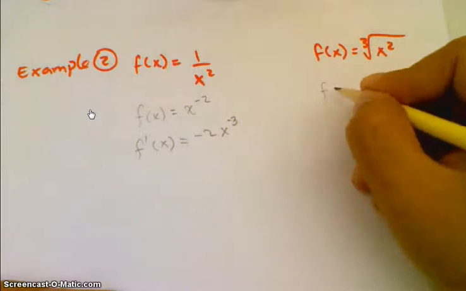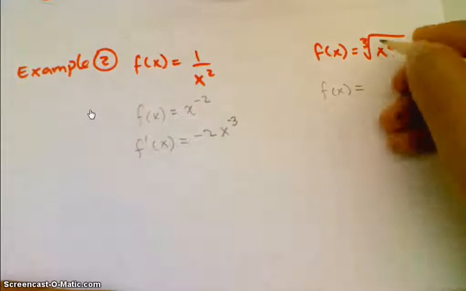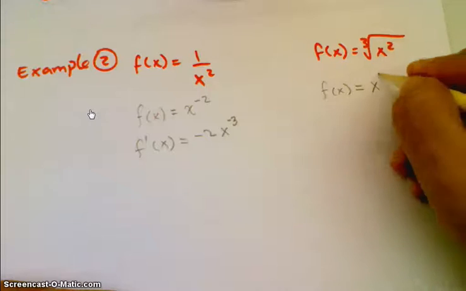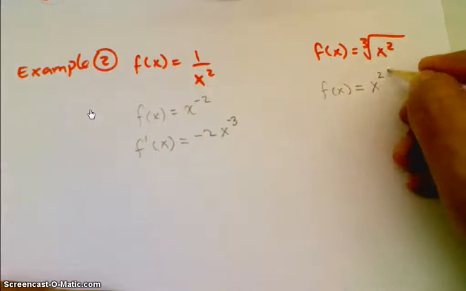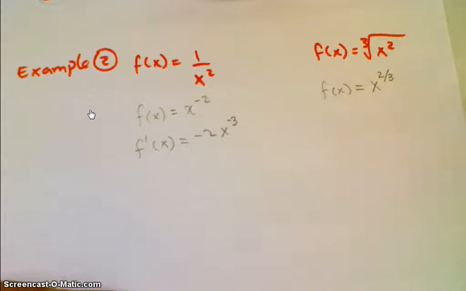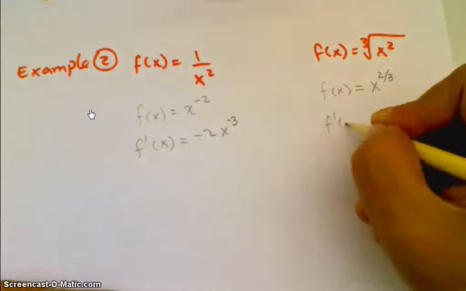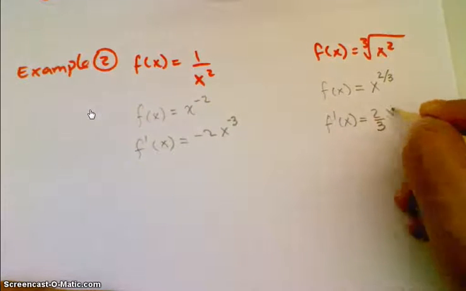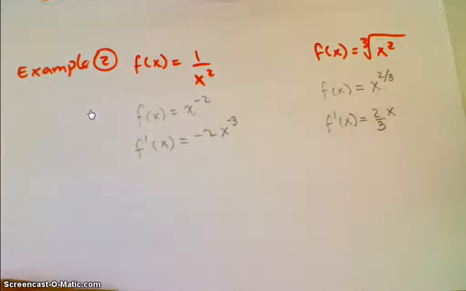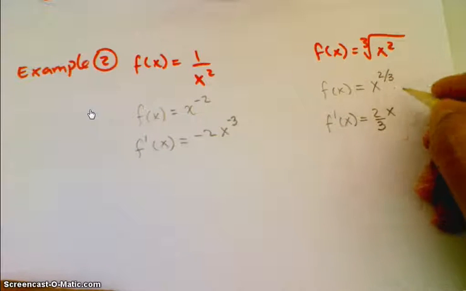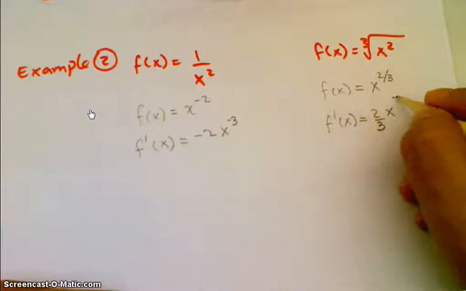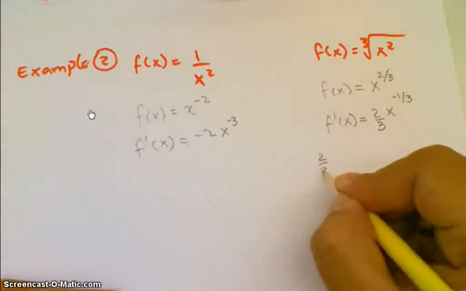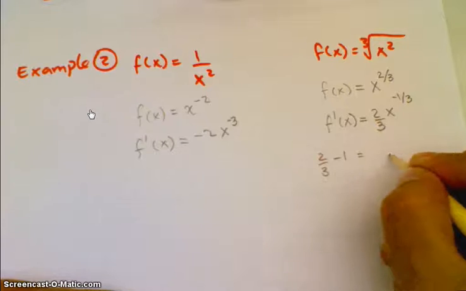The same idea here. F of x, I have to write this as a power of x, so this will be x to the power of 2 over 3, because it's a cubic root. And now, taking the derivative of f, this becomes the coefficient, and then the new exponent is 1 less than that. So 1 less than 2/3 will be negative 1/3. If you don't know that by heart, you can do 2/3 minus 1 on the side and then find out the answer.